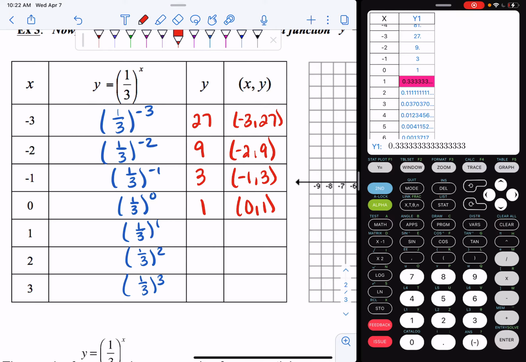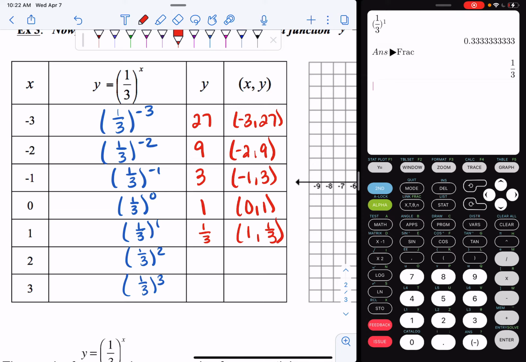If I remember, I can go back to my main screen by hitting second mode. Now I'm going to do 1 divided by 3. Or if you wanted to, you can just do your parenthesis and alpha y equal enter. Type in my 1, type in my 3, close the parenthesis, and now I'm going to raise it to the first power. When I do that, I press math, enter, enter, because I get that decimal, and I get 1/3 again. So what I'm going to be plotting is (1, 1/3).